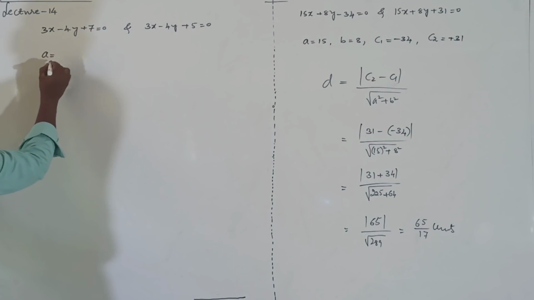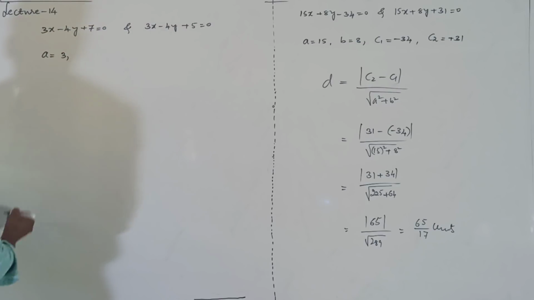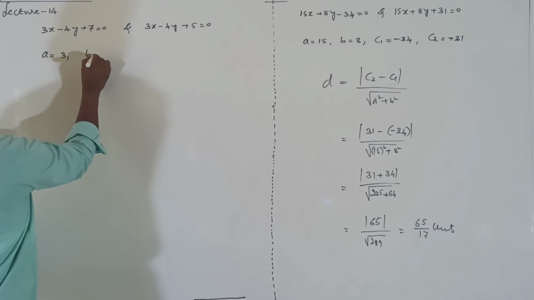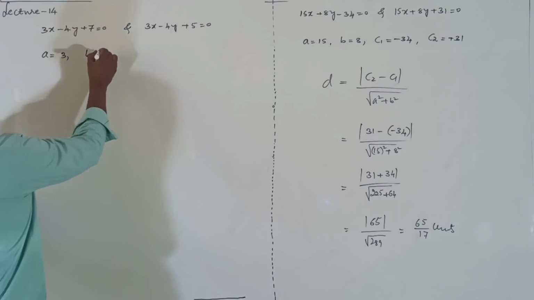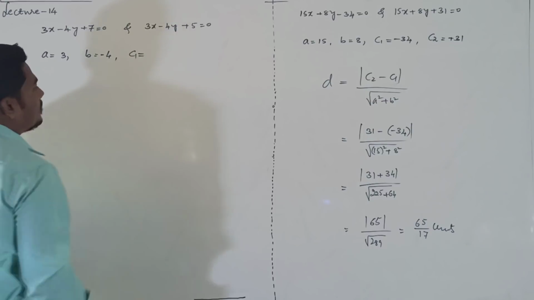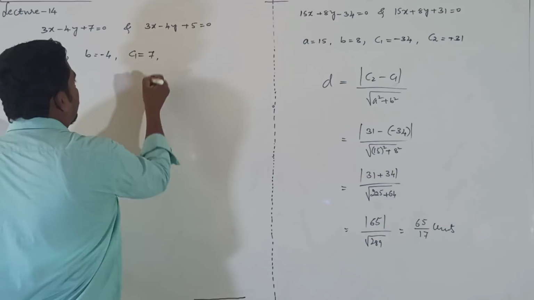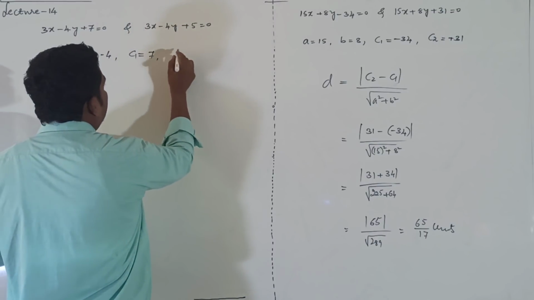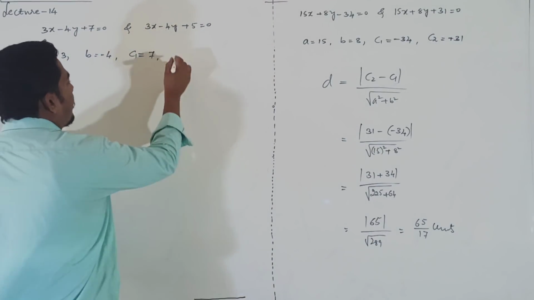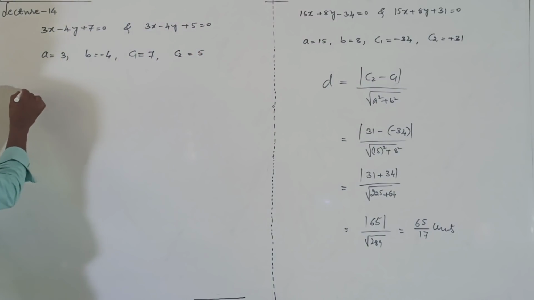In this case, what is a value? In both the cases, the coefficient of x is the same, means a value is 3. Then in both the lines, the coefficient of y is the same, that is minus 4. The constant term in the first equation is taken as C1, it will be 7, and in the second equation the constant term is taken as C2, that's equal to 5. Just use the distance between parallel lines formula.